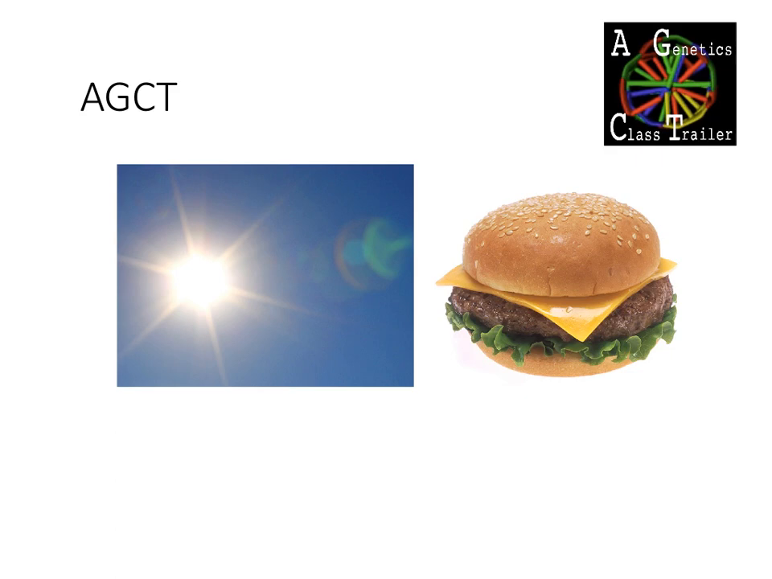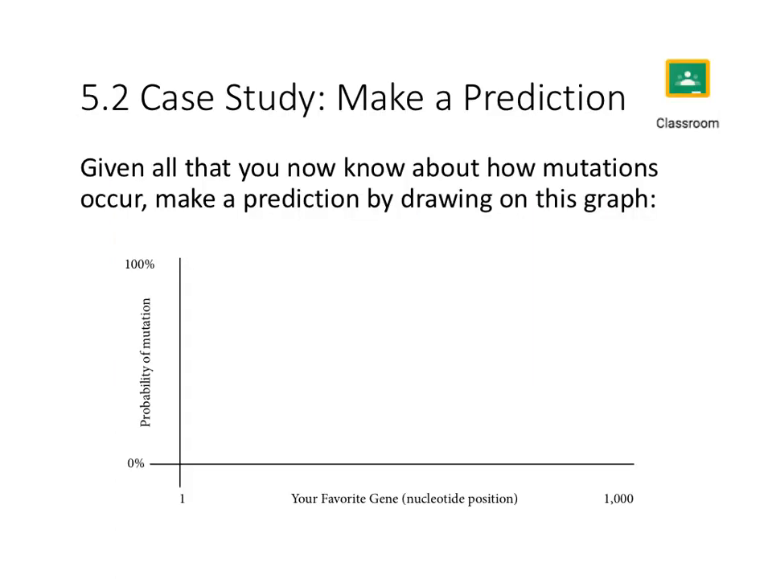So we've seen just a couple of quick examples of how environment can impact DNA. So last thing, and then I think we'll end after this. At the end of last class, I asked you to make a prediction on this type of graph.